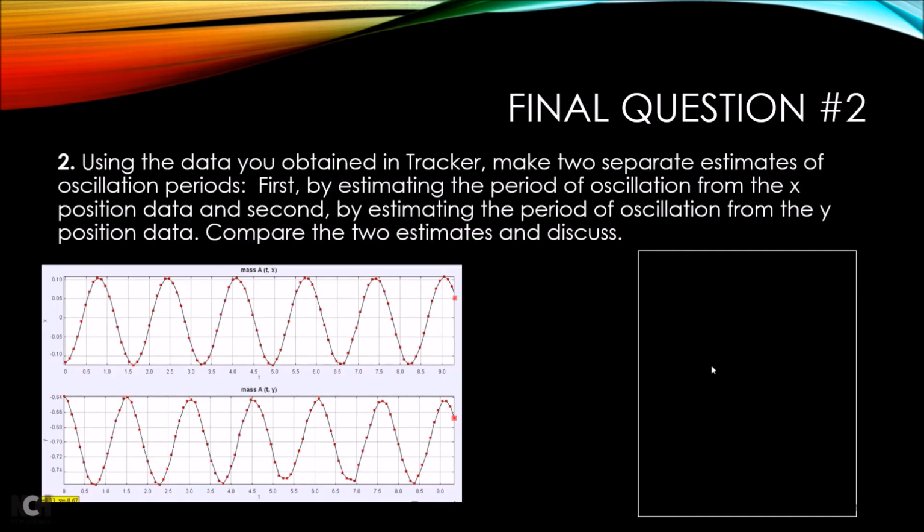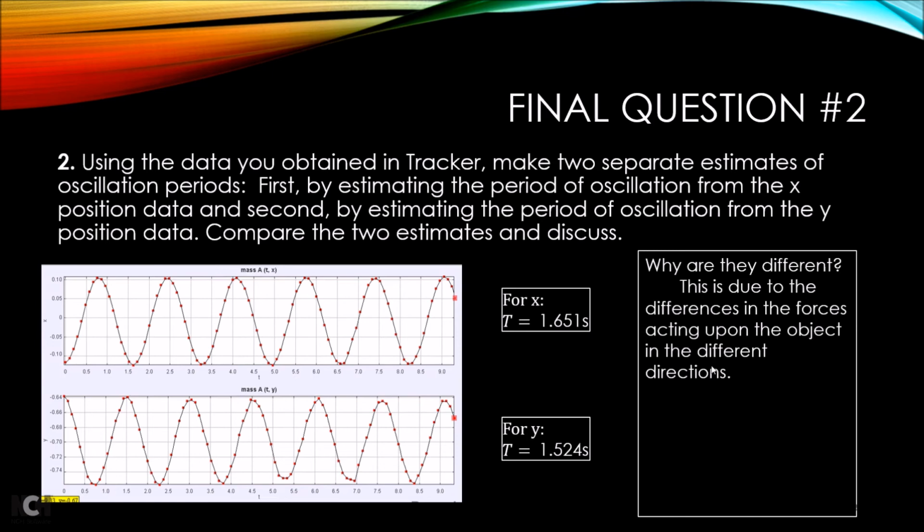Okay, so for the final question, they wanted us to compare the period for the x and y direction of the object. So in the x direction, we found that the period the object moved was 1.651 seconds, and in the y direction, the period was 1.524 seconds. This means that the period in the x direction was about 1 second longer than the period in the y direction. So why are they different?